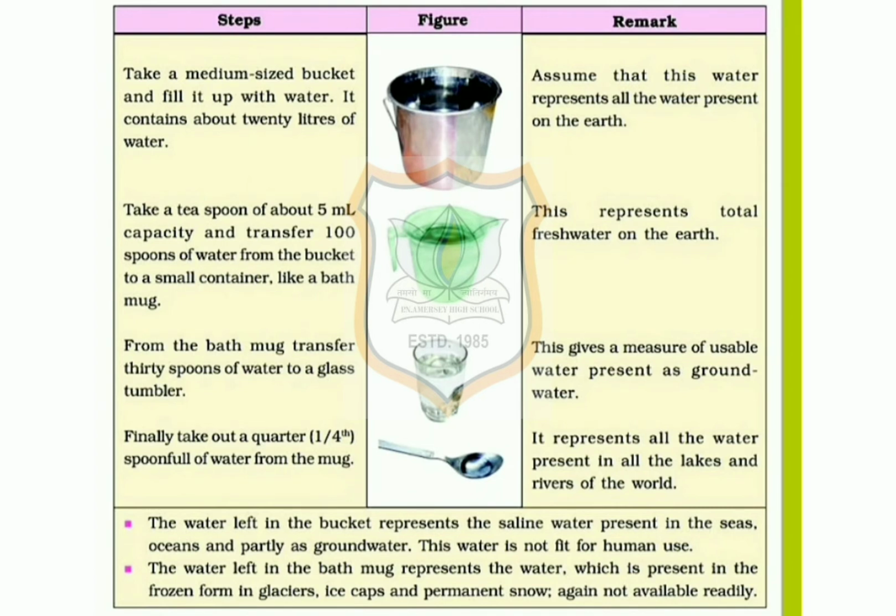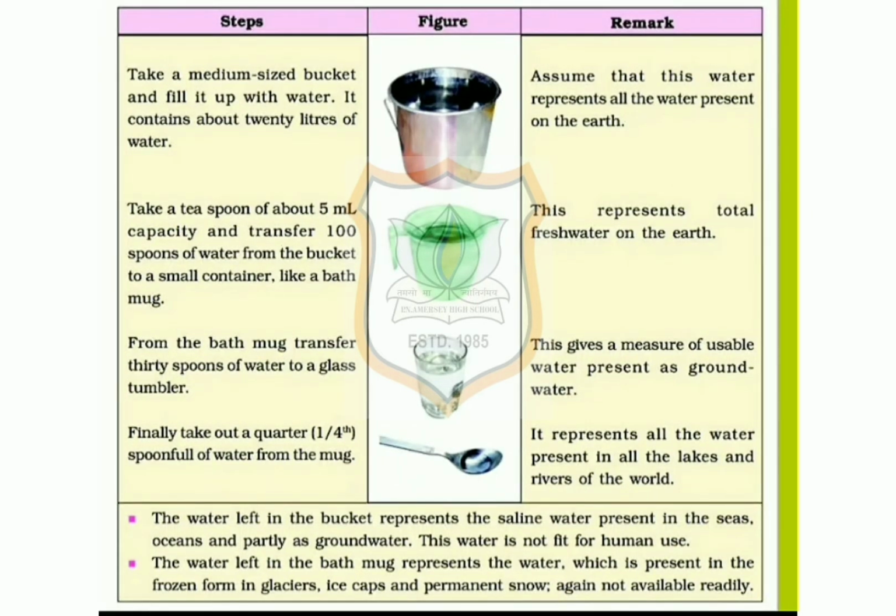From the bath mug, transfer 30 spoons of water to a glass tumbler. This gives a measure of usable water present as groundwater. Now finally, take out a quarter spoonful of water from the mug. It represents all the water present in all the lakes and rivers of the world.